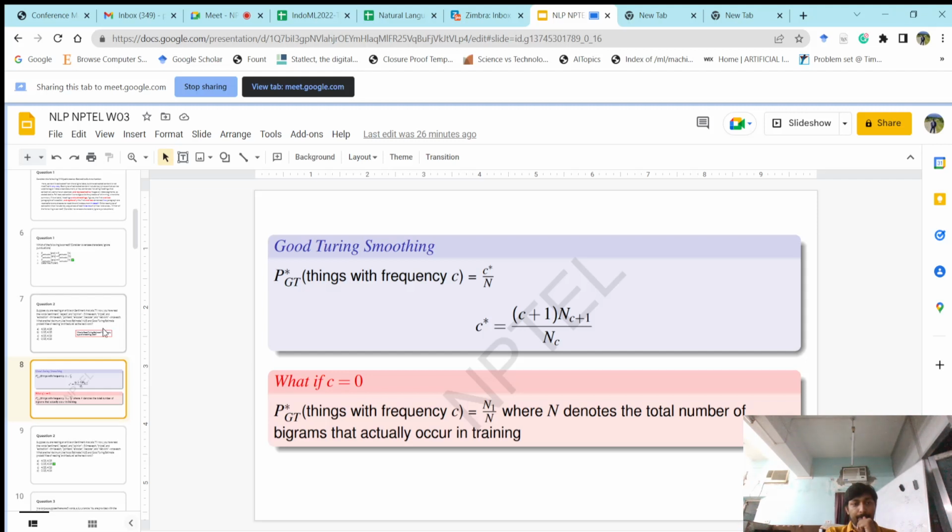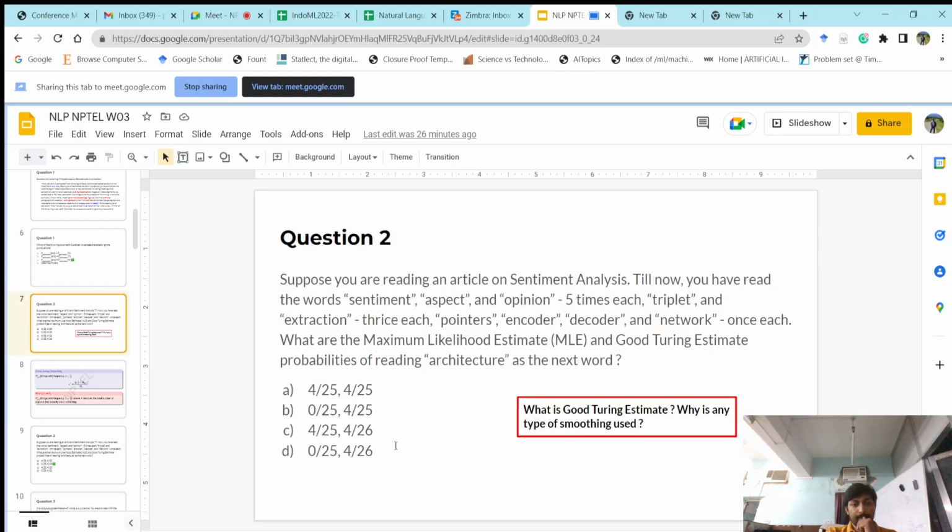So now can you tell me what will be the answer for this? So you have to count the number of unigrams divided by total number of words.